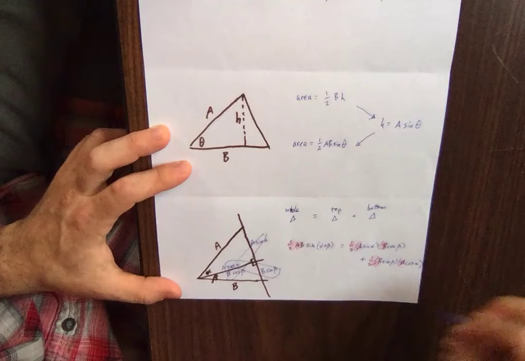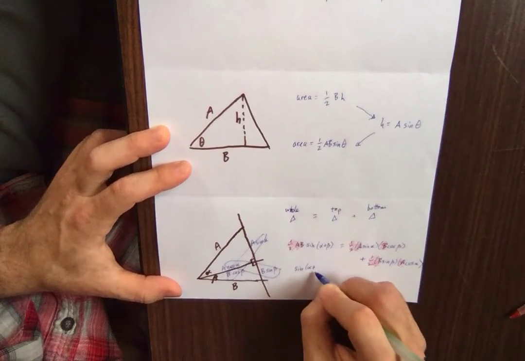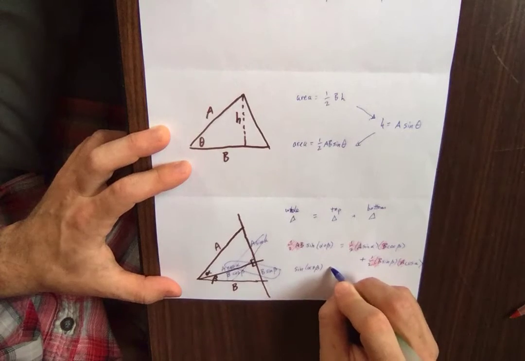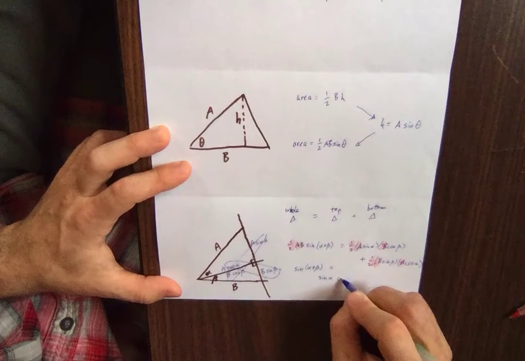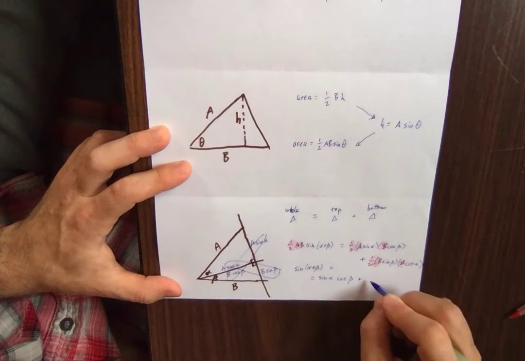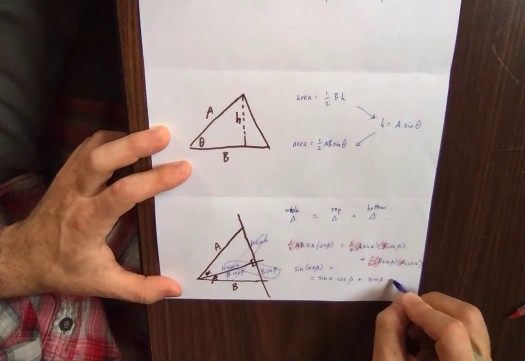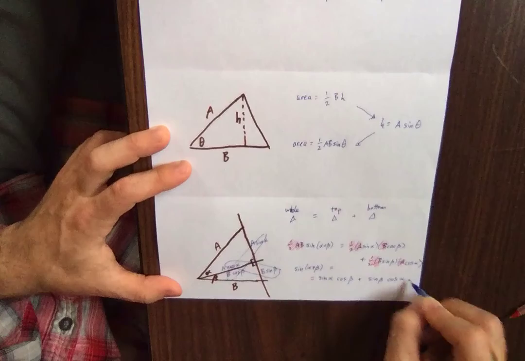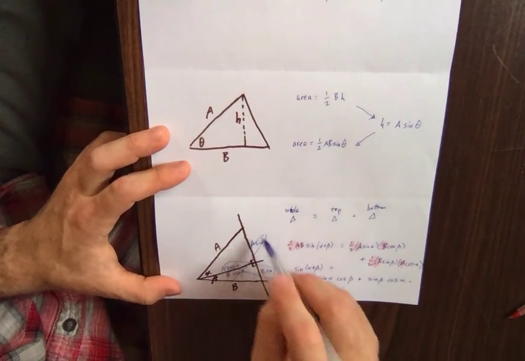And what you're left with is the identity. Sine of alpha plus beta equals sine alpha cosine beta plus sine beta cosine alpha. You don't really need to remember it. Just remember this picture.